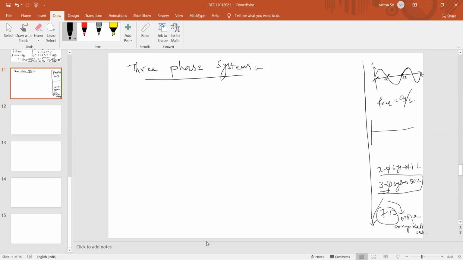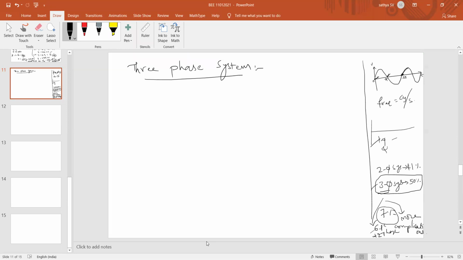But for some very minute applications, we go for six-phase and 12-phase systems also. Very minute applications like high power radio transmitters, where we require a larger number of frequencies, we go for this 6 and 12. But those are very few applications compared with the single-phase and three-phase systems.